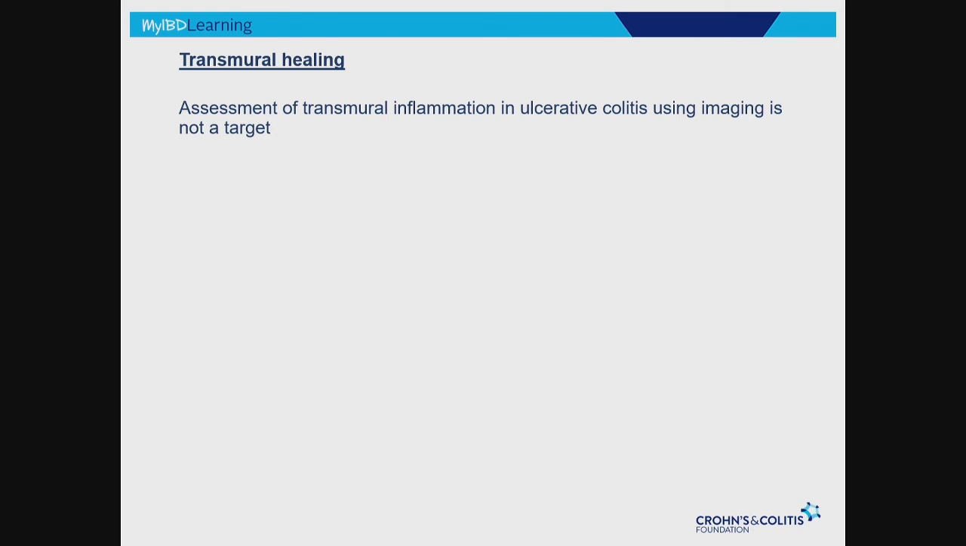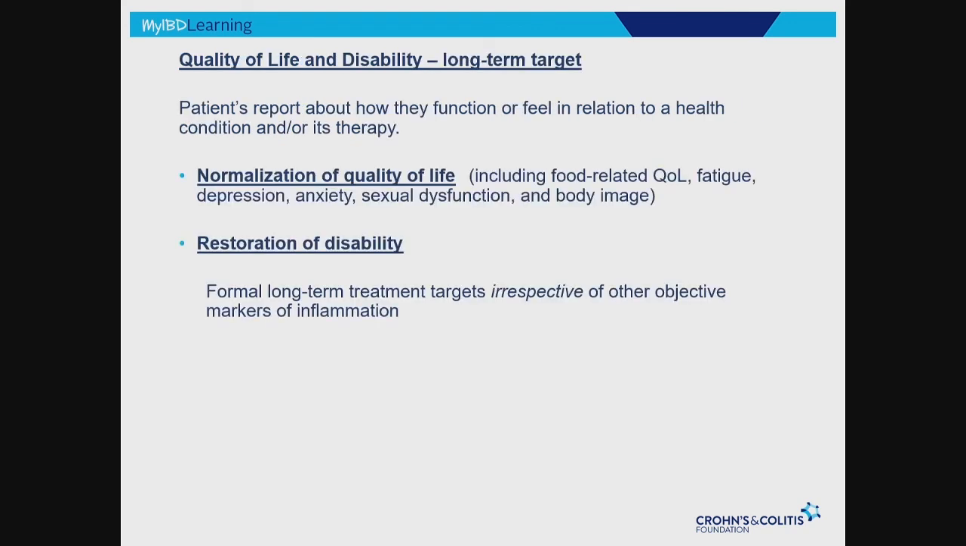Transmural healing, again, looking at the thickening of the bowel, is not something that we do in ulcerative colitis. That's more of a Crohn's disease thing that we monitor with CT and MRIs. We don't really do that in ulcerative colitis. And again, talking about that quality of life, right? Making sure that along the way those things return to normal.